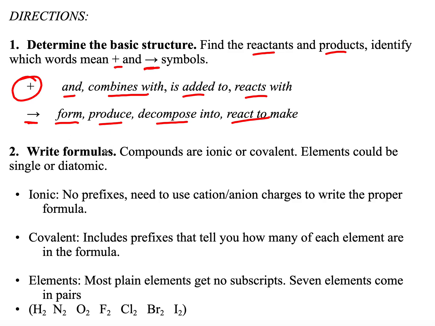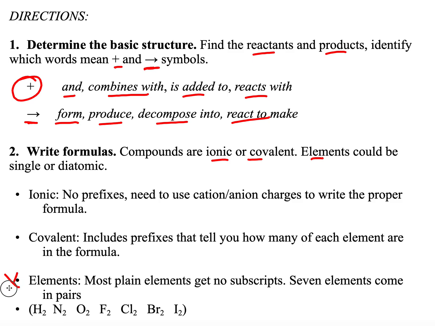Then you need to write formulas. If it is a compound, meaning 2 or more different elements, then you have to decide, is it ionic or covalent, and you have to follow the right rules. Sometimes it's just an element, like we saw, magnesium. That was it, just magnesium, or just chlorine.